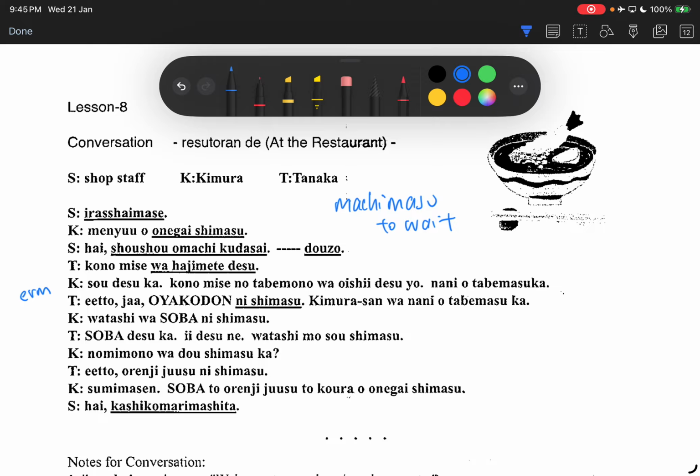Why is the ni needed? We will learn why ni in the next lesson. It's a positional grammar particle. For now, just understand that ni shimasu simply means I will select this thing. I will choose this.